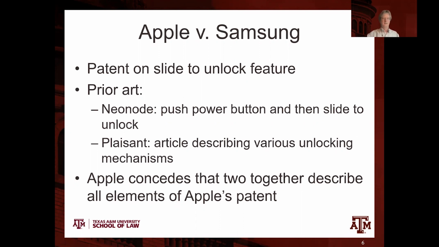And so the prior art here is a NeoNode, which you push the power button and slide to unlock, and the Plaisant for wall-mounted air conditioning units with their various unlocking mechanisms, including the slide to unlock feature. And so Apple concedes it's a little hard to see why this is not just a straightforward novelty issue. The NeoNode seems to have all the elements and more of the patented invention, but instead we're dealing with it under obviousness. And Apple concedes that the two together describe all elements of Apple's patents. So they're all out there in the prior art. Apple's just put them together on the iPhone. Is that enough to get you a patentable invention?